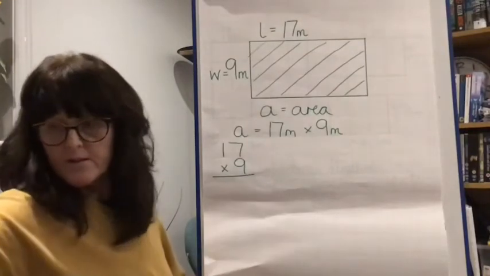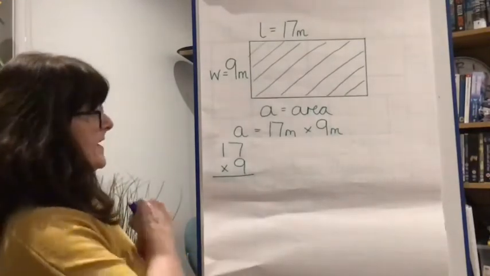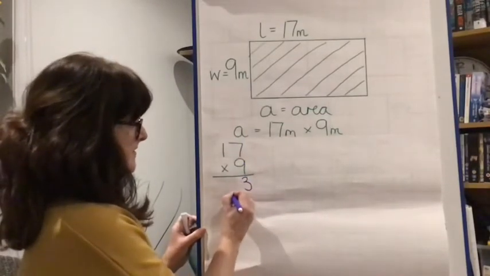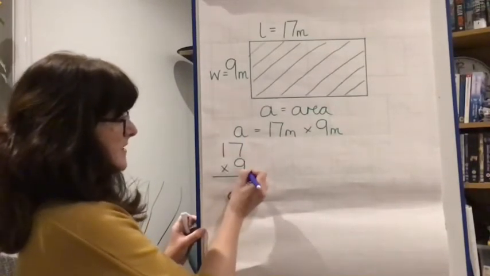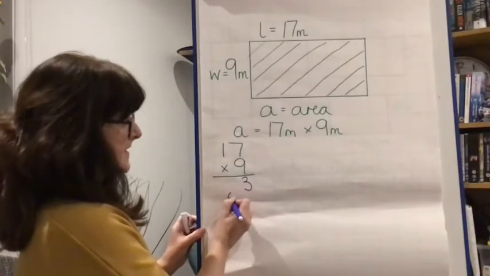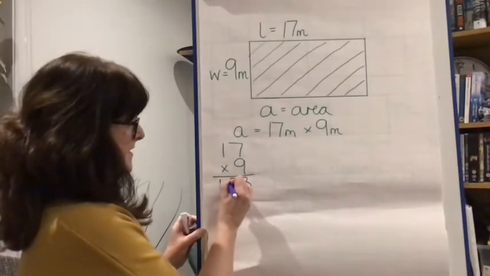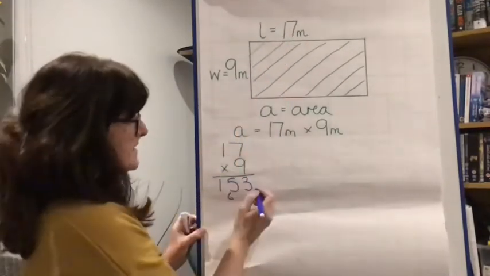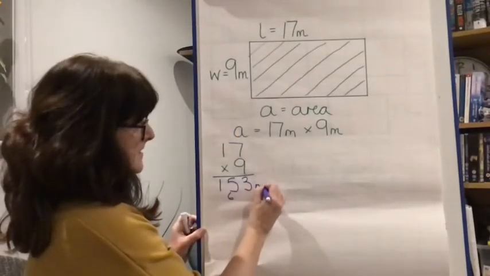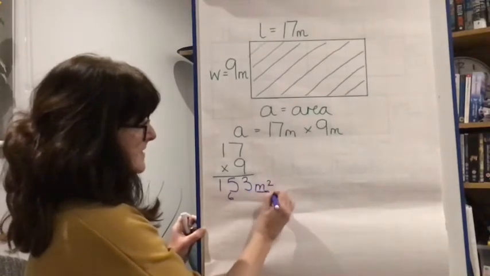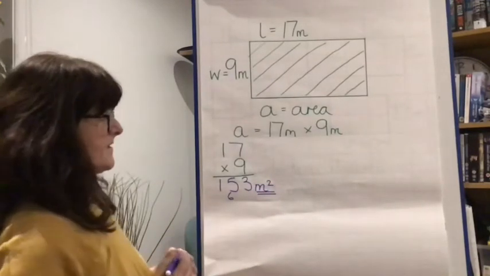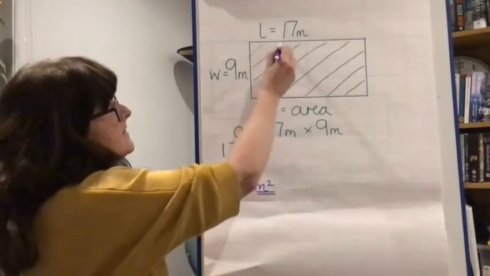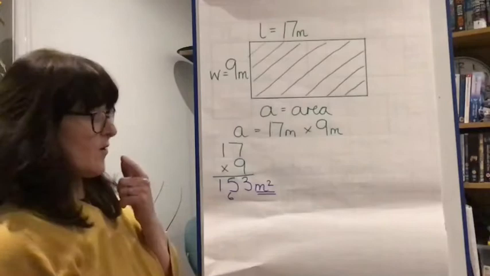Okay, how did you get on? Let's go through the long multiplication. 7 times 9 is 63. 1 lot of 9 is 9, plus 6 is 15. So it's 153 metres times metres, and metres times metres is metres squared. And that will tell us the area of this rectangle.